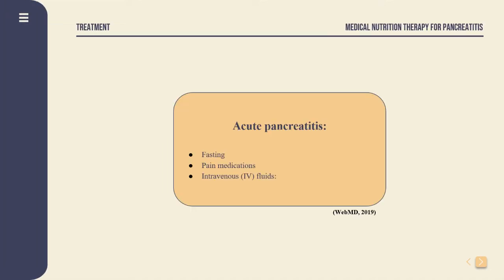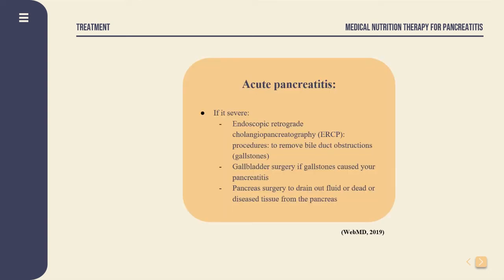The treatment of acute pancreatitis includes fasting, where the patient needs to stop eating to give the pancreas a chance to recover. Next, pain medications help in controlling the pain. And the last one is intravenous (IV) fluids to provide extra fluids to the body. If it is severe, the treatment includes ERCP, the procedure to remove bile duct obstruction, gallbladder surgery if gallstones cause pancreatitis, and pancreas surgery to drain out fluid or dead or diseased tissue from the pancreas.